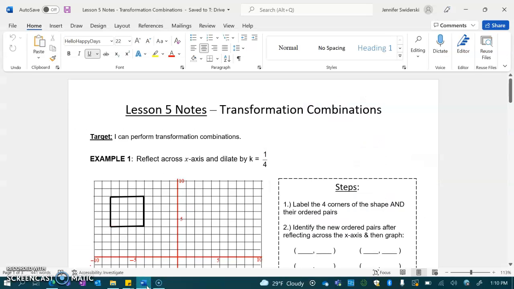All right, guys, so lesson 5 notes is kind of a combination of everything we've been doing this week. So when we look at lesson 5, it says reflect across the x-axis and dilate by 1/4. So we kind of have some steps here.